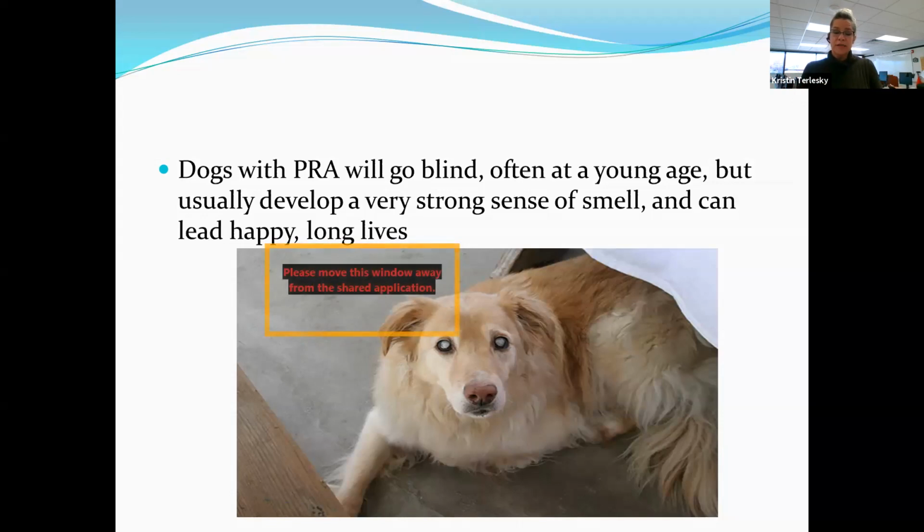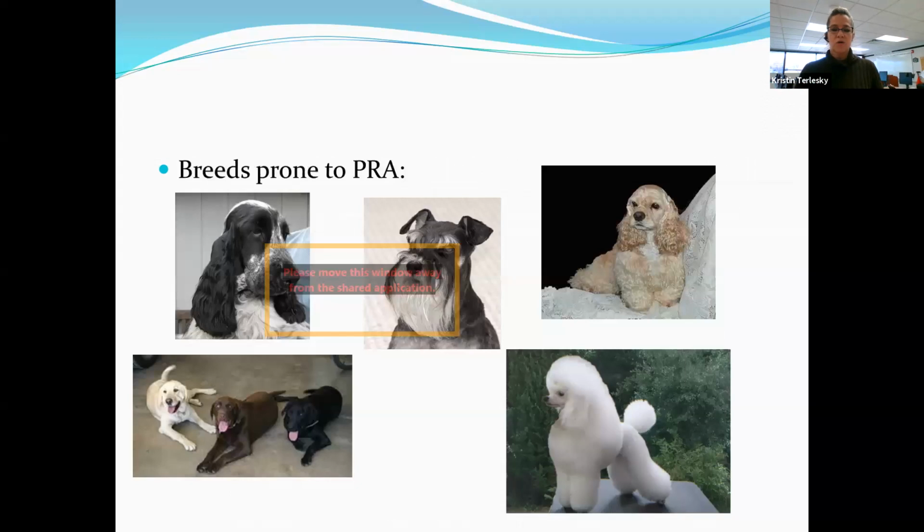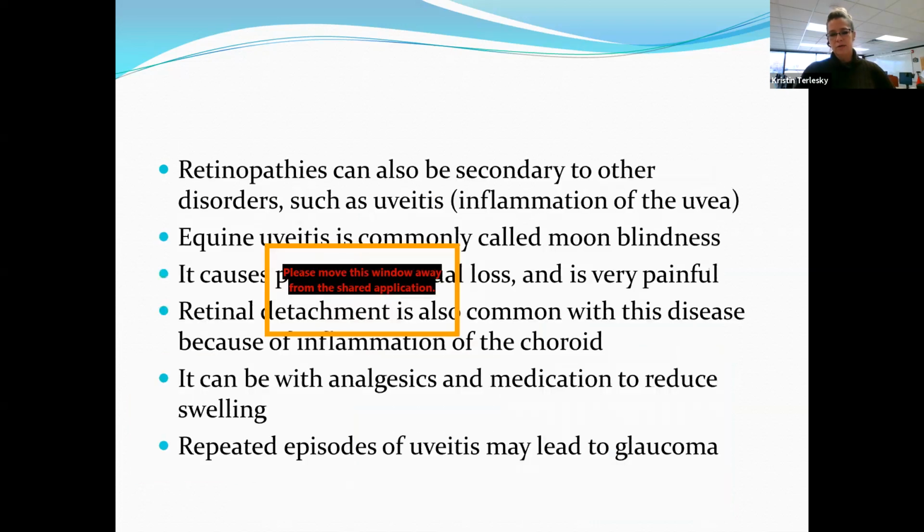I've seen dogs with PRA that are only 1 or 2 years old, and they go blind at 1 or 2. It's not painful. It's not something we can cure, but they can still live with this. Their other senses will become more active. Your smell, hearing, they're going to have better of those. So these are some breeds that are prone. The top left, we have an English Cocker Spaniel, the Mini Schnauzer, your American Cocker Spaniel, your Labradors, and your Poodles. All are very prone to PRA. So that's something you want to look at in history too if you're getting them.